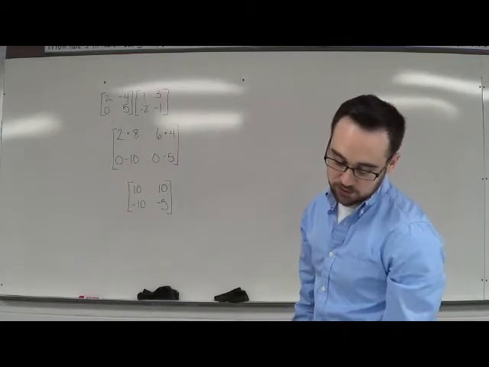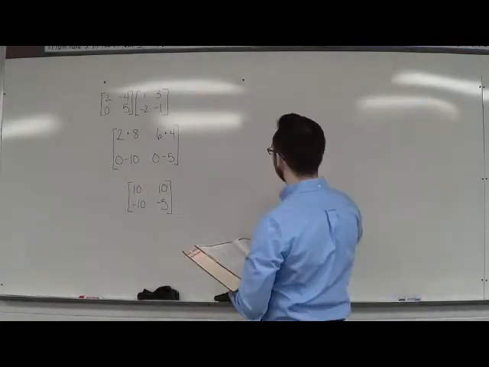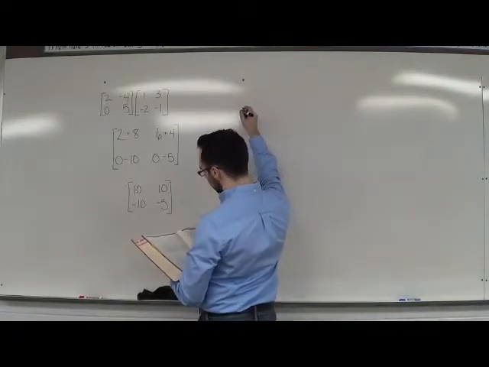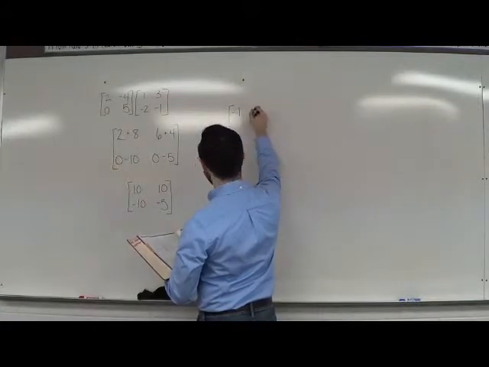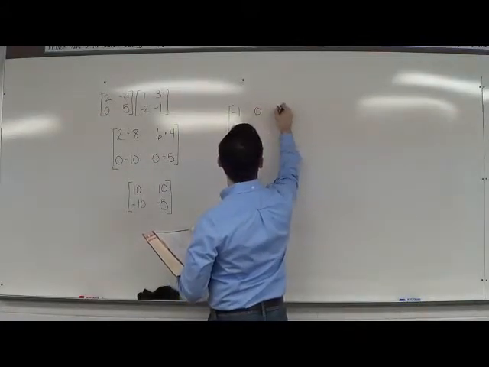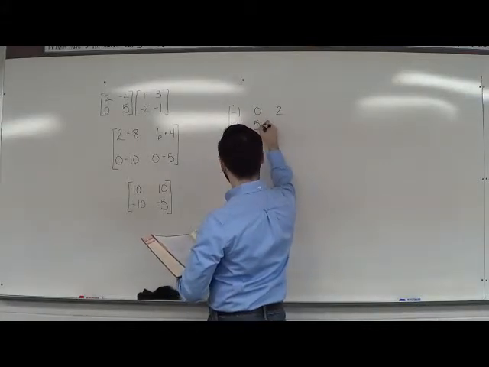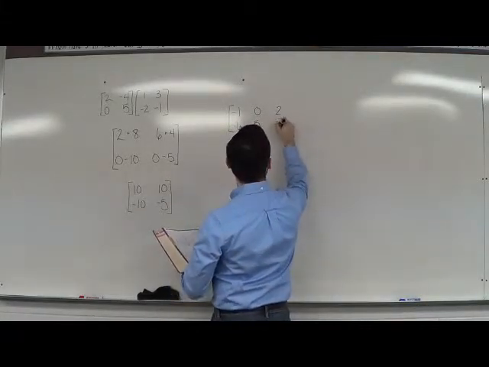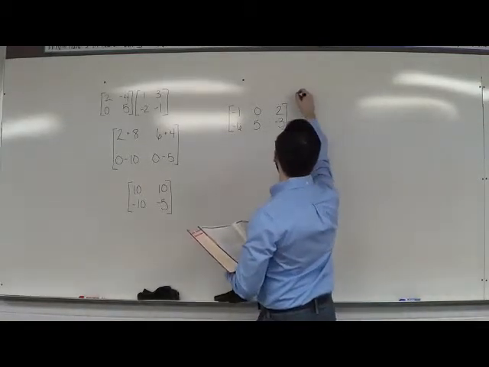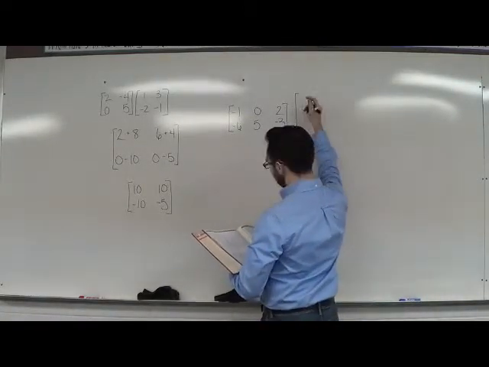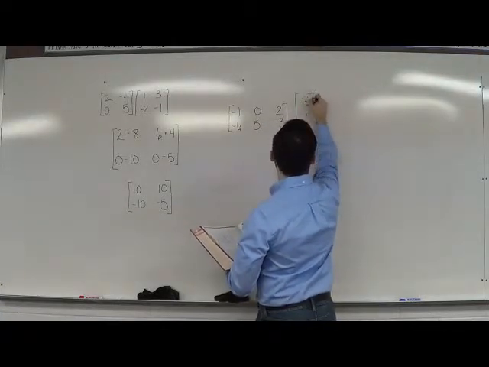But the matrices do not have to be the same dimensions. We might have things like this. We have this 2 by 3, which is negative 1, 0, 2, negative 6, 5, and negative 3. I'm going to multiply that by this 3 by 1, which will be negative 2, 1, 7.